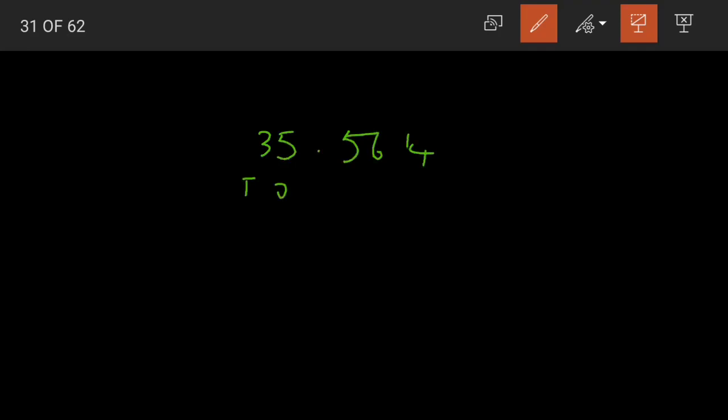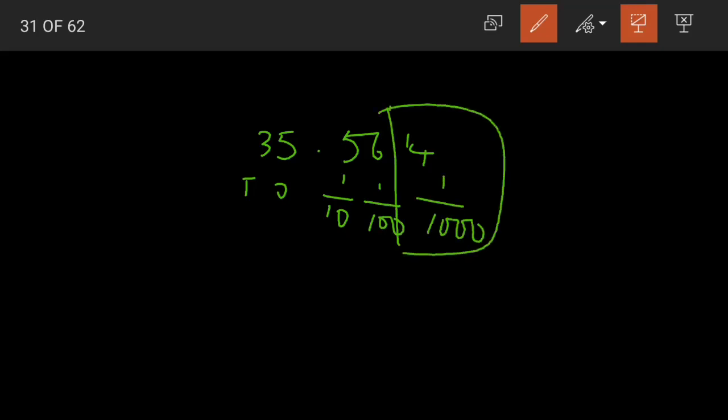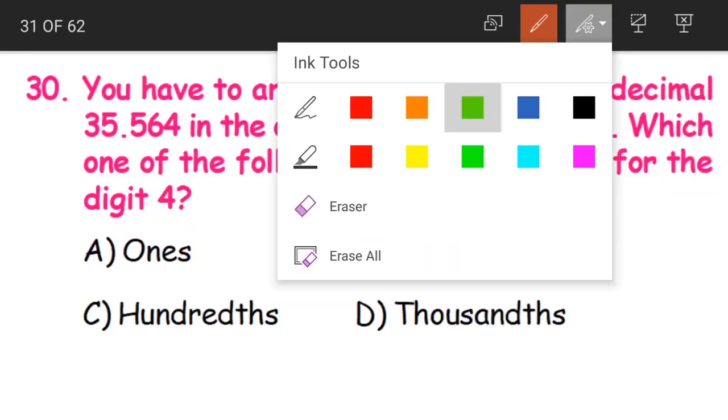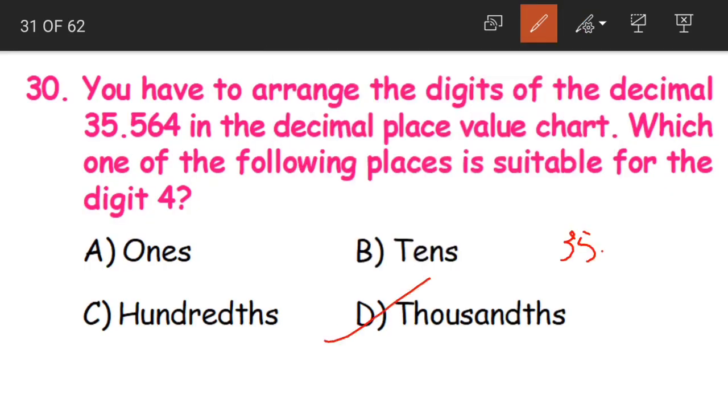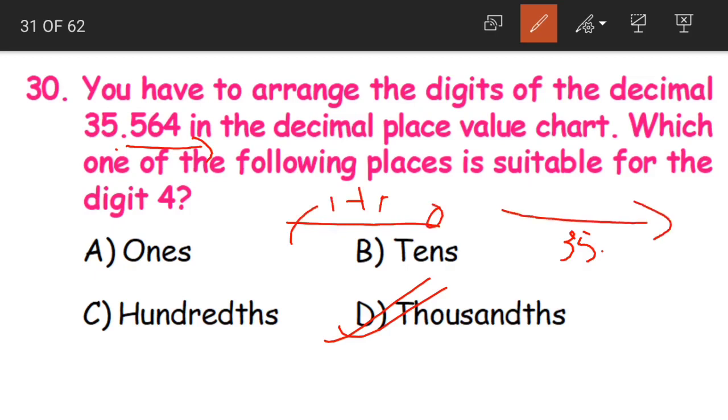For the whole number part we have ones and tens. For the decimal part we have tenths, hundredths, and then thousandths. So the place value of the digit 4 is thousandths. The place is option D, thousandths place. Yes, in the decimal part we move in the opposite direction. Normally we go like this, right? Ones, tens, hundreds. But when it comes to the decimal part, we move in the opposite direction.